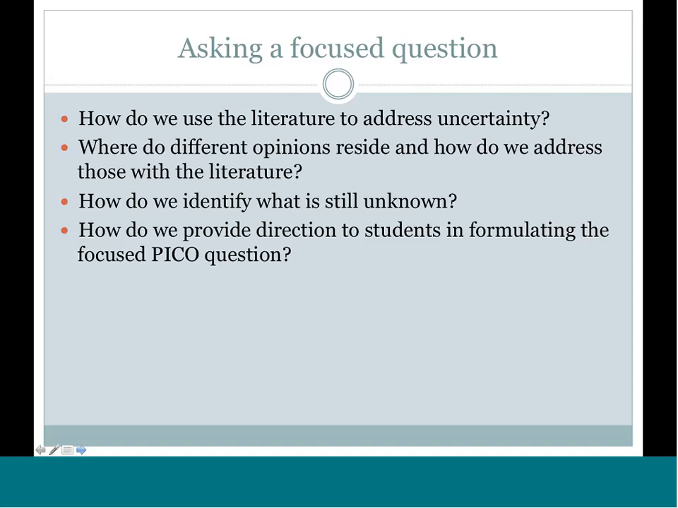So, kind of connected to that, I asked the question, where do different opinions reside? And how do we address those in the classroom and in the literature? How do we identify what's still unknown? Where's the next research coming from? What is it going to be about? What are the questions that need to be answered? And then simply, how do we provide direction or examples to students in formulating focused PICO questions? So these are just some thoughts I had.